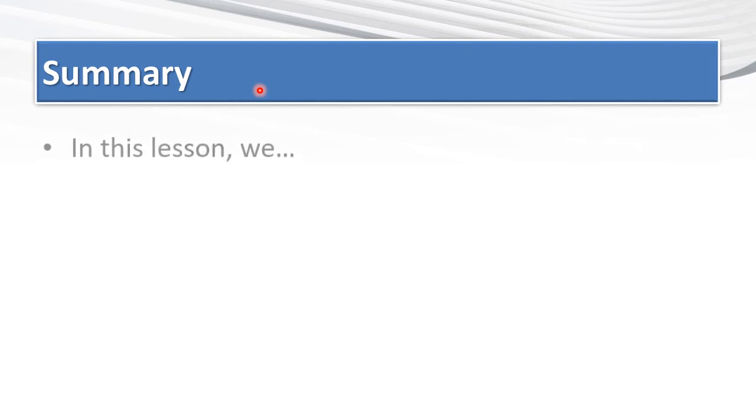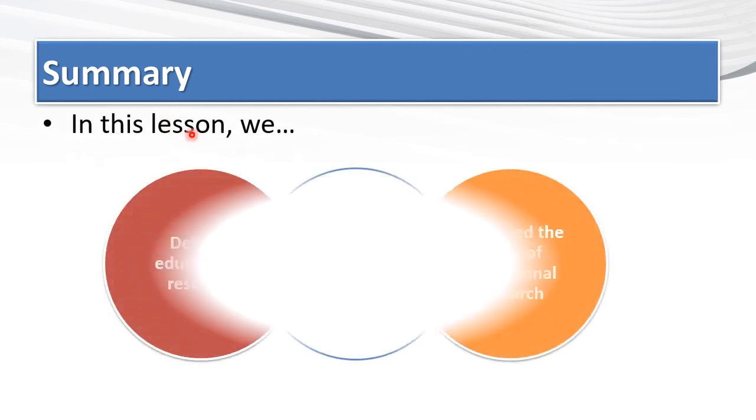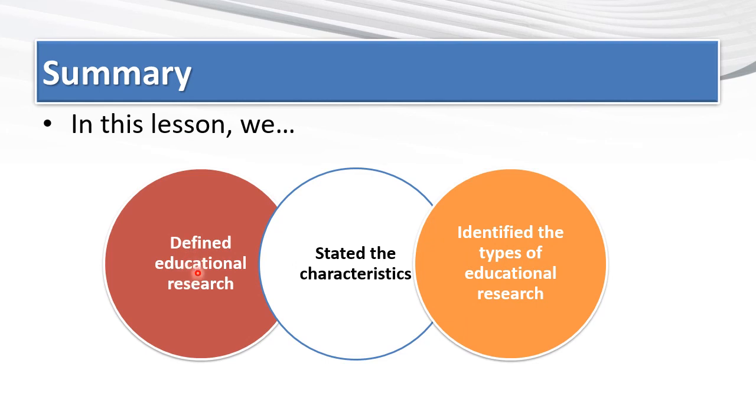What have we discussed so far? Wow. In this lesson, we were able to look at educational research. We went further to state the characteristics of educational research, and lastly we identified the types of educational research, or we can say the classification of educational research. So far this lesson has been a very interesting one, and I'm looking forward to facilitating the second lesson of this course.